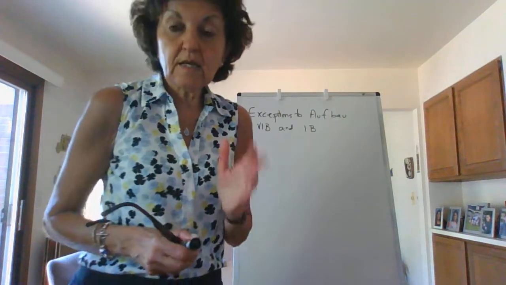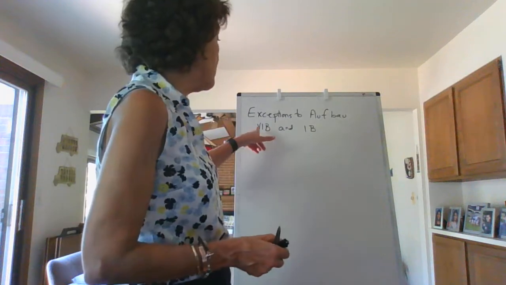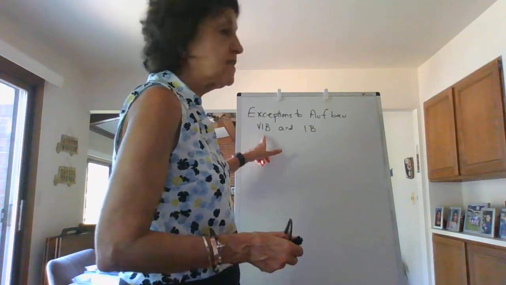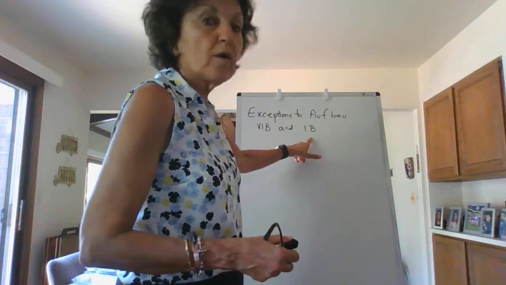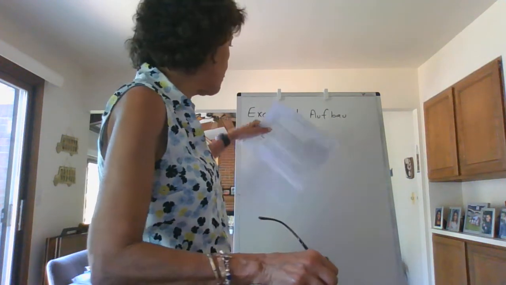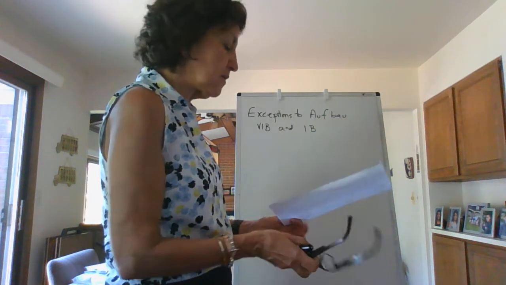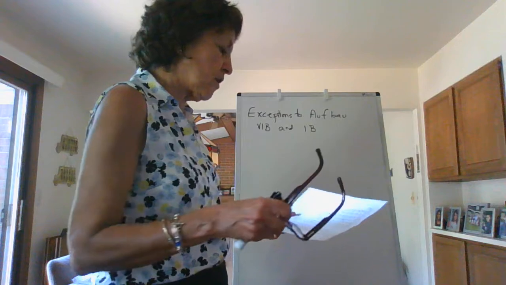Okay, let's continue on with the exceptions of the Aufbau principle. Remember how I told you guys in the last video that exceptions to Aufbau, you're going to see them in group 6B and in group 1B. Group 6B is the one that starts off with chromium and everything underneath it. And group 1B is the group that starts off with copper.